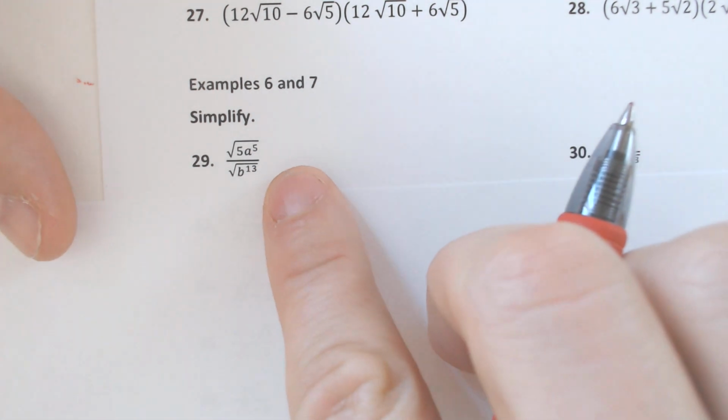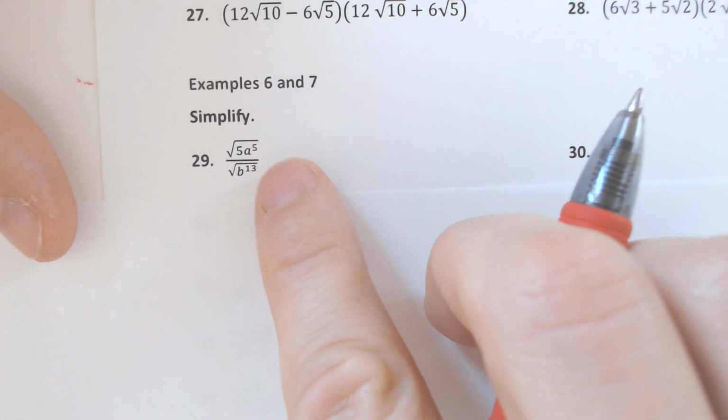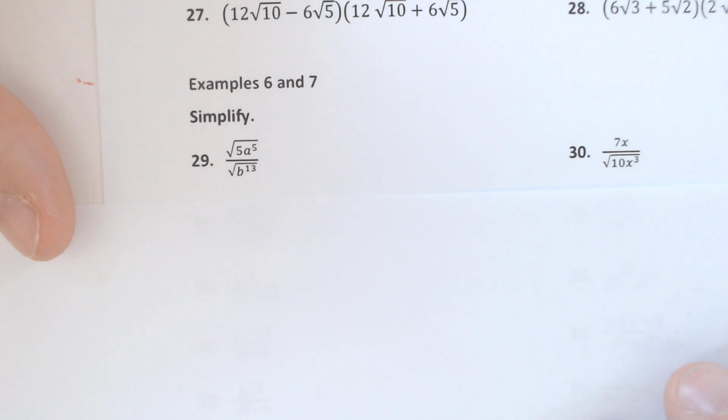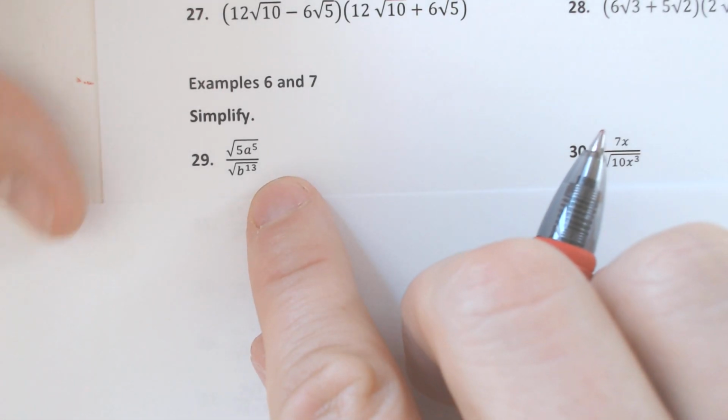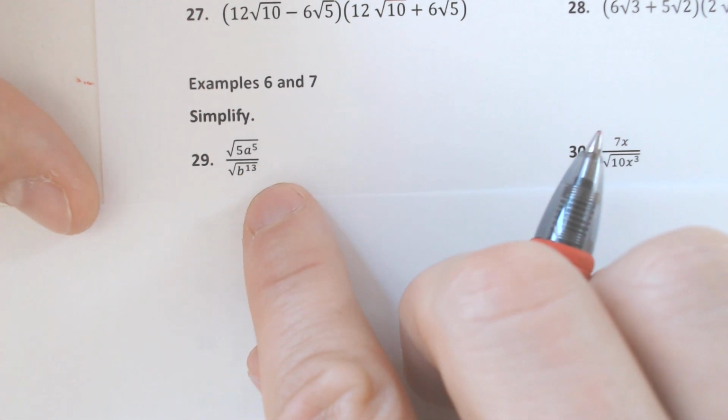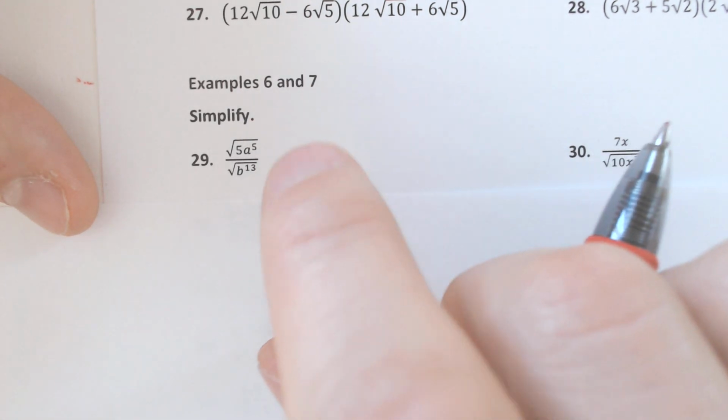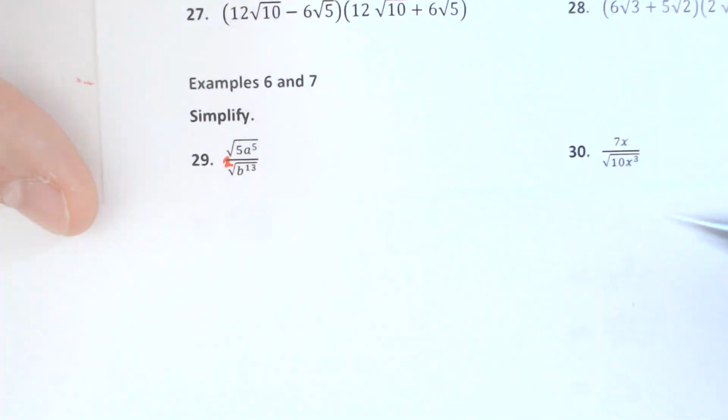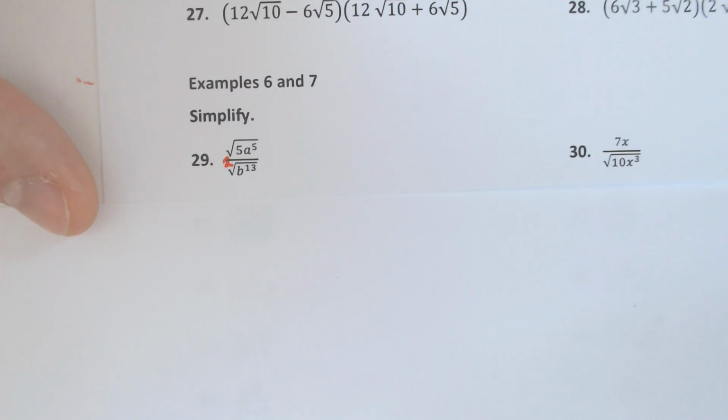Simplifying with these right here. If you have a problem like this and you have the square root of b to the 13th power, do not simplify the bottom first. Okay? Do not simplify the bottom first. You need to think, can it divide evenly by the 2? And if the answer is yes, then you're good to go.